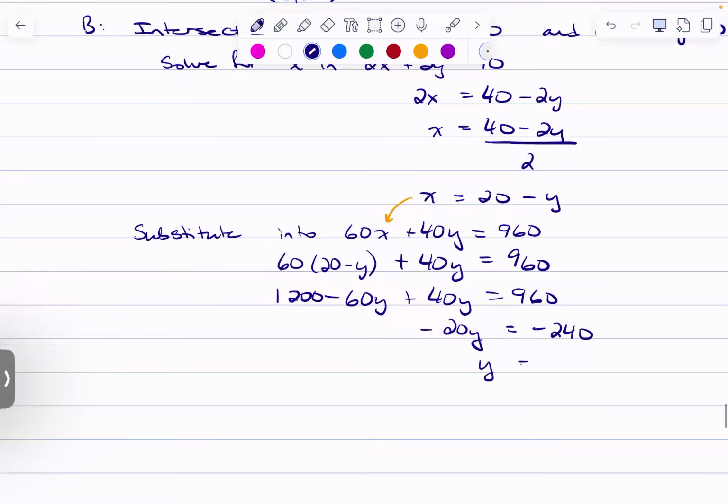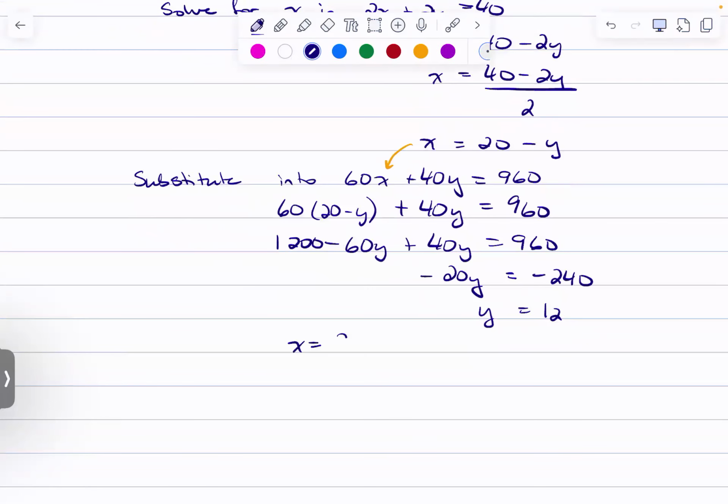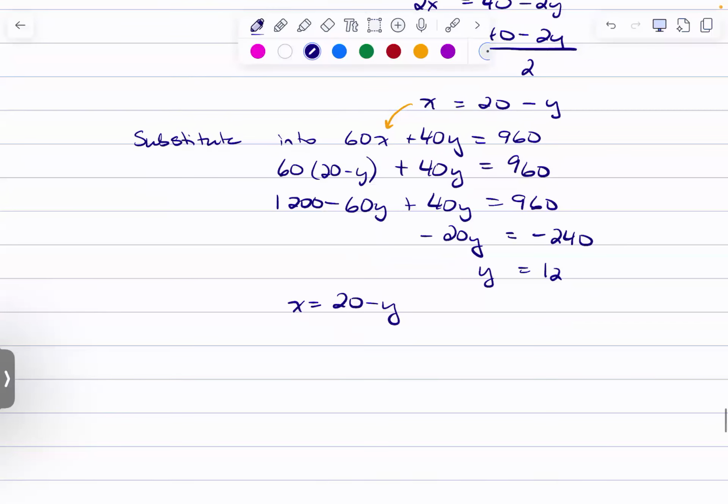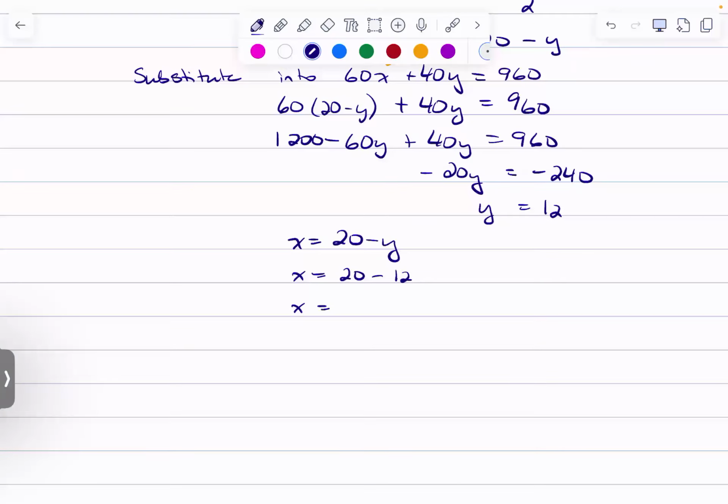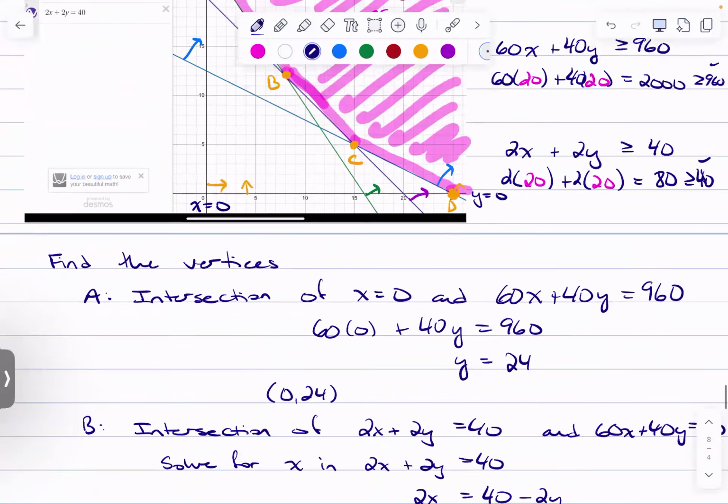Now I get y is 12. And x is 20 minus y. So x is 20 minus 12. X must be 8. So then the intersection is at 8, 12, which matches where roughly where I was expecting it to be. Okay. We're in the home stretch.